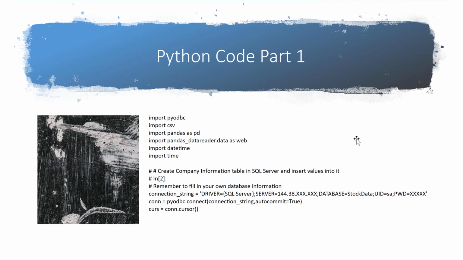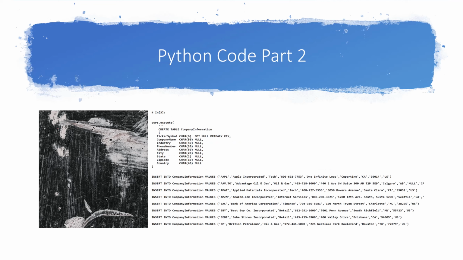Here in this section, then I have a connection string and I have an equal to these items. Now I blanked out the server and the password because I don't want to reveal those to everybody. Then I have a connection and then I define a cursor. Here in part 2, I create a table for company information. It looks small, but here is the create statement that I'm going to make.